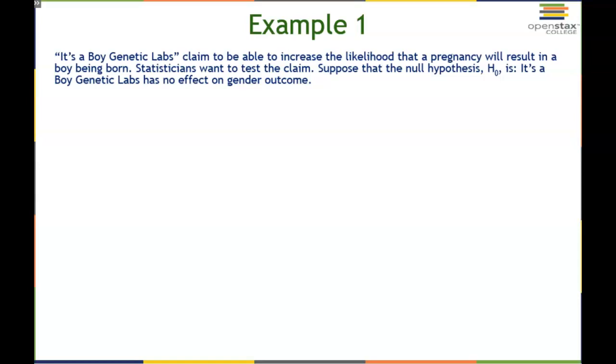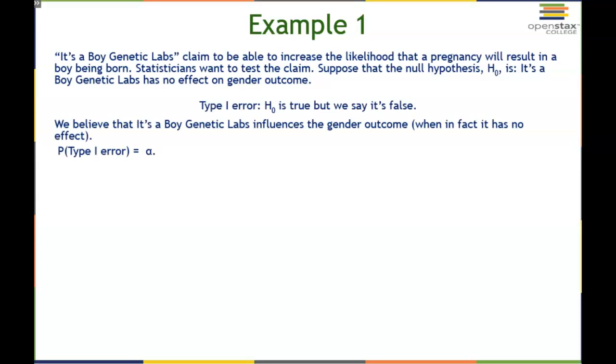All right, let's go through a full example. It's a boy. Genetic labs claim to be able to increase the likelihood that a pregnancy will result in a boy being born. Statisticians want to test this claim. Suppose the null hypothesis, H0, is it's a boy. Genetic labs has no effect on gender outcomes.